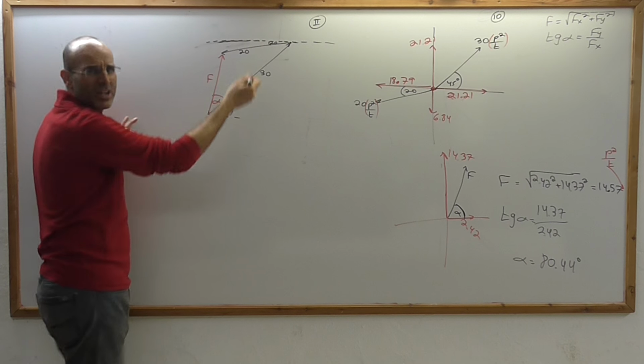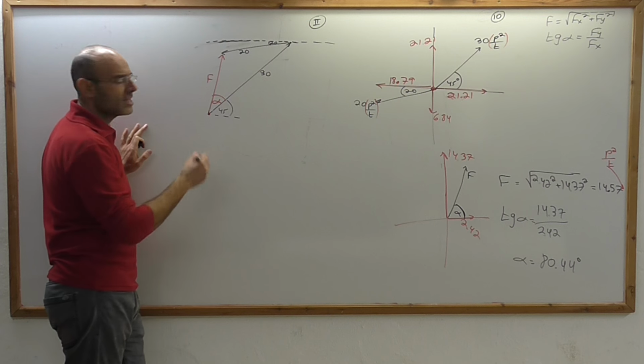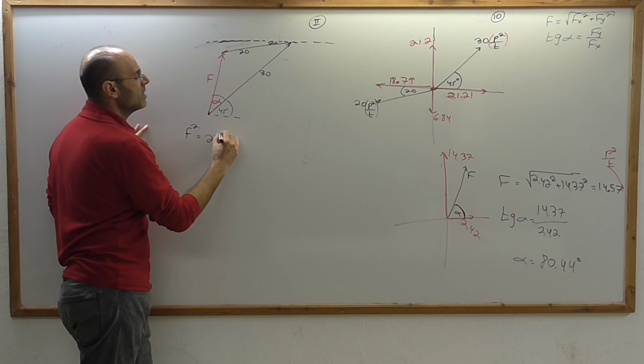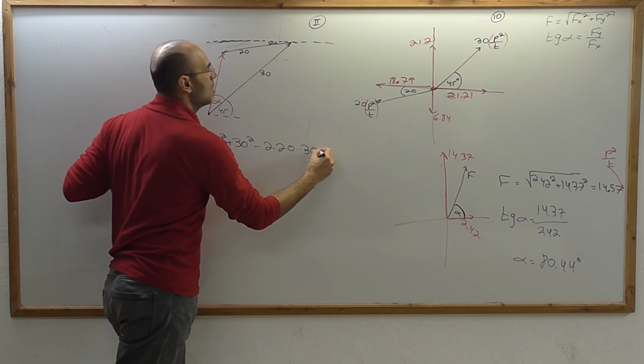Again, it's not a right triangle. I can't use sine, cos and tangent like we used to. We need the cosine law. The cosine law says f squared equals 20 squared plus 30 squared minus 2 times 20 times 30 times cosine.